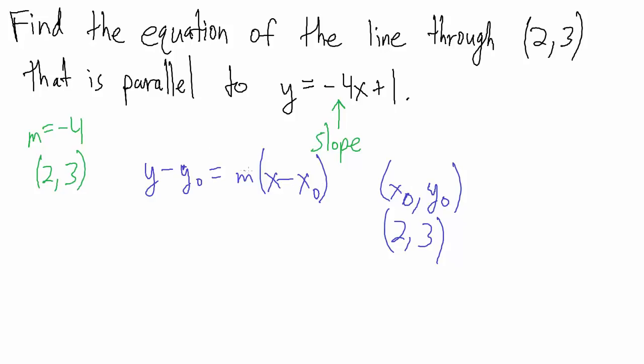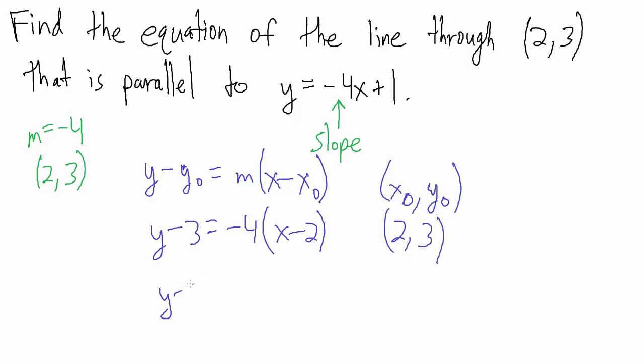So we have m, y0, and x0, so let's plug them in and see what comes out. We get y minus 3 equals m, remember m is negative 4, times the quantity x minus x0, but x0 is 2. So we have y minus 3 equals negative 4 times the quantity x minus 2. Let's simplify our answer and get it in slope-intercept form.